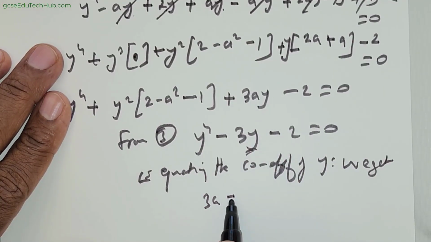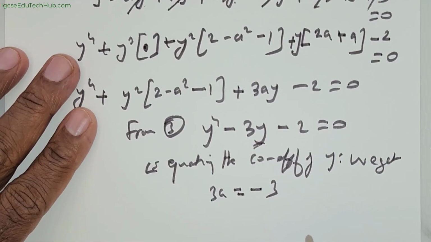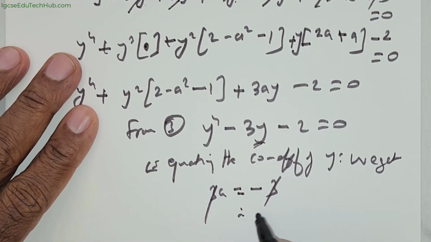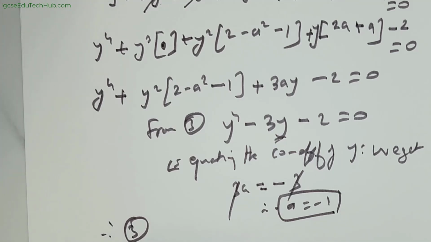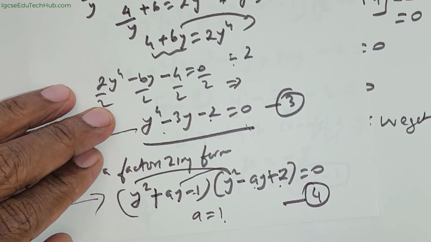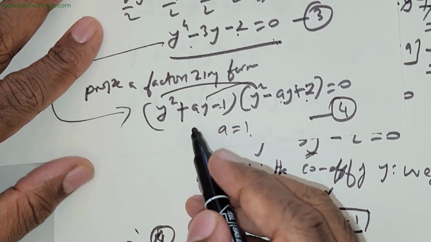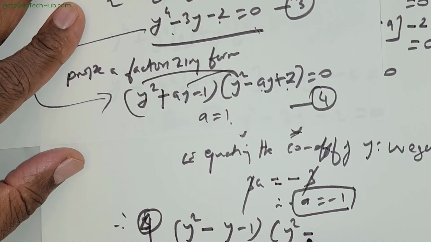3a is actually equal to negative 3, right? So 3 gets cancelled, therefore a is equal to negative 1. If a is equal to negative 1, therefore we can write equation 4. Substitute the value a is equal to negative 1. So (y² − y − 1) times (y² + y + 2) is equal to 0.